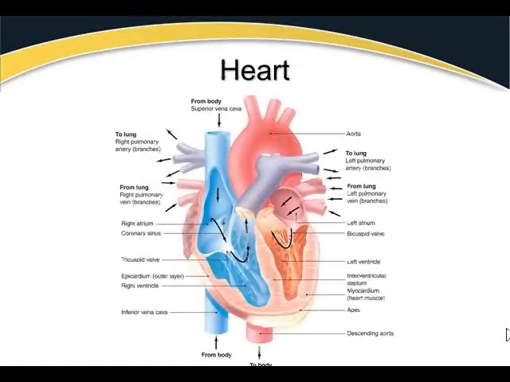So here we have a picture of the heart, and the heart has two upper chambers, two lower chambers. Upper chambers referred to as atria, lower chambers referred to as ventricles. There's a right and left side. The left side deals with oxygenated blood. The right side deals with deoxygenated blood.